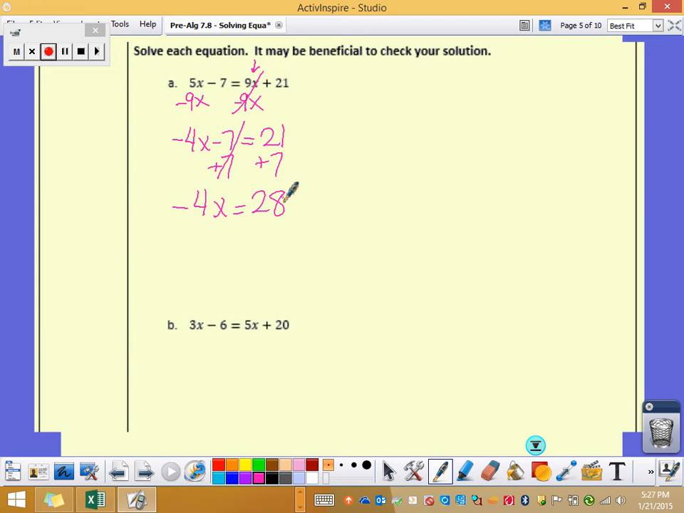One last step here. Cancel all multiplication and division using inverse operations. We have multiplication. I'm going to divide. Negative 4 divided by negative 4 leaves us with just 1x. And 28 divided by negative 4, excuse me, I'm a little sick here. 28 divided by negative 4 is a negative 7.